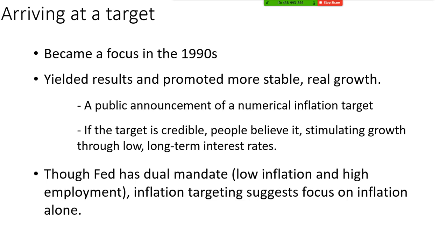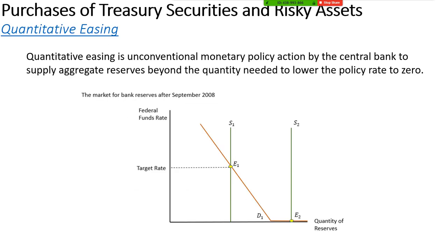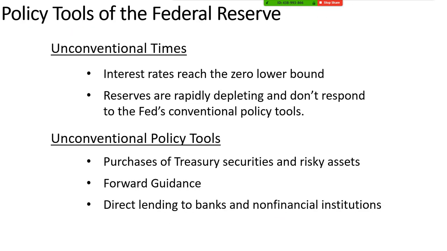Okay, so now that we've covered the Fed's tools and goals in normal or conventional times in some depth, let's go back to unconventional times and review that in some depth as well. So we said last time that unconventional times are characterized by times when we can't lower the federal funds rate anymore. So interest rates have reached the zero lower bound. And the transmission of monetary policy is effectively broken. So, reserves are rapidly depleting and don't respond to the Fed's conventional policy tools.